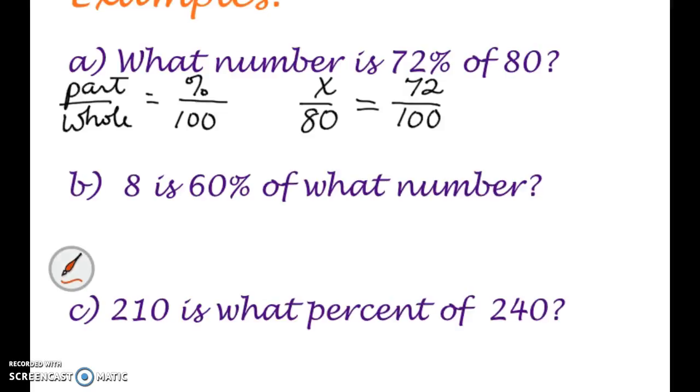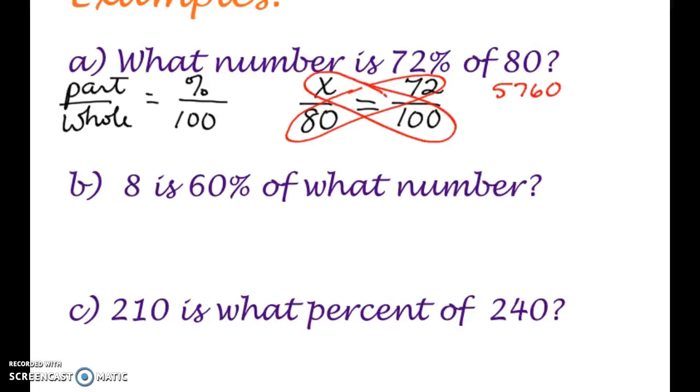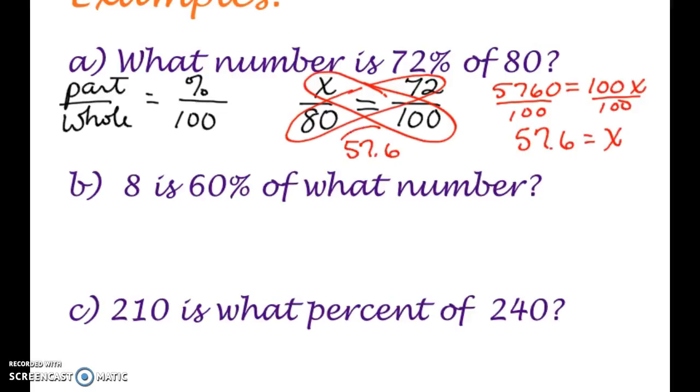When I solve this, I would probably use cross multiplying because this one doesn't end up working out too pretty. So I'm going to multiply 72 times 80, and that's 5,760. And that is equivalent to 100x. If I solve this equation by dividing by 100, I'm going to get 57.6 equals x. So 57.6 is 72% of 80. And if I tried this by the other technique that I learned the other day, 0.72 times 80, you'd actually get the same number.